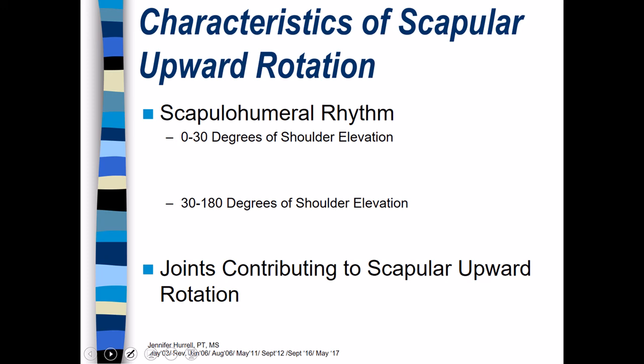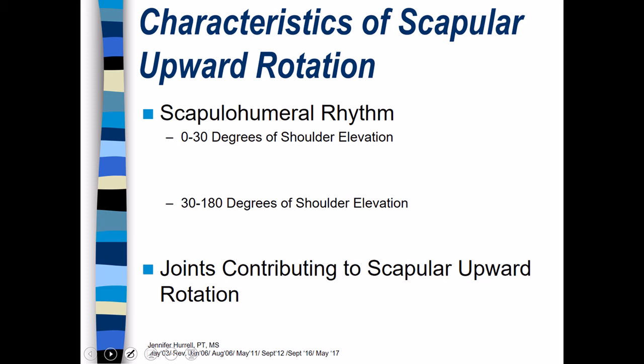All right, so from 30 to 180, for every 2 degrees of humeral elevation, we get 1 degree of scapular upward rotation. So that said, with that 2-to-1 ratio, who's doing more of the motion, the glenohumeral joint or the scapulothoracic joint where the scapula is moving? The glenohumeral joint's doing 2/3 of it, right? And the scapula is doing the other 1/3. Okay. And from 0 to 30, it should just be the glenohumeral joint, no scapular motion.